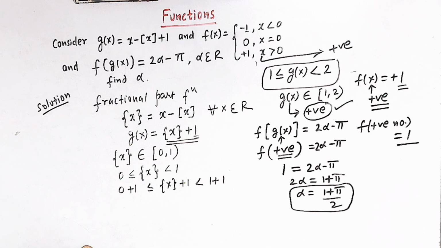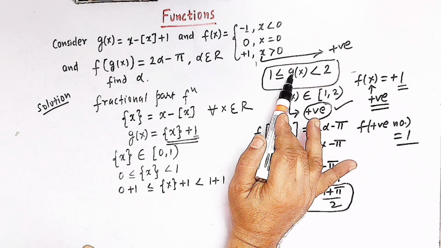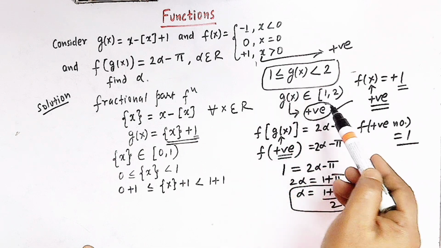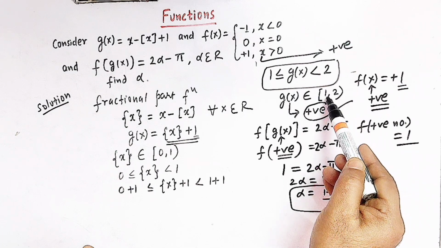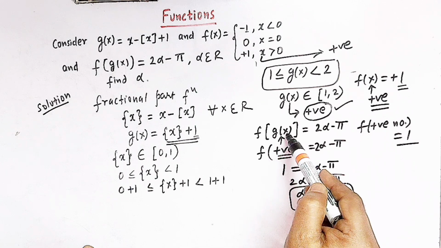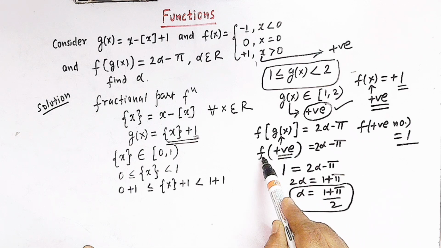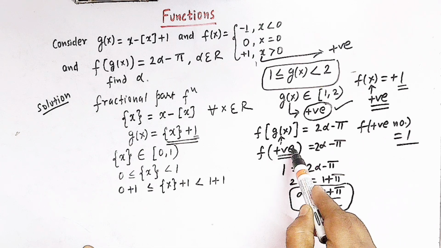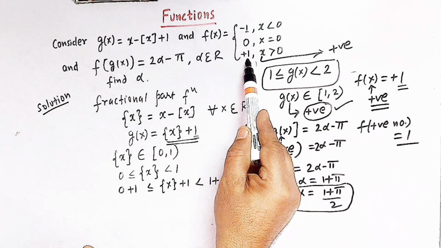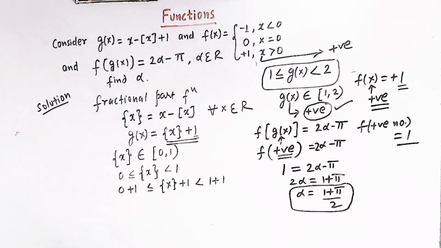And here it is important to note that g of x cannot be equal to 0 for any value of x belonging to R, because g of x belongs to the interval 1 comma 2. So we cannot have g of x equal to 0. So g of x is always going to be positive, and f of some positive number should be equal to 1, because f of x is defined as plus 1 for all positive x, that is x greater than 0.